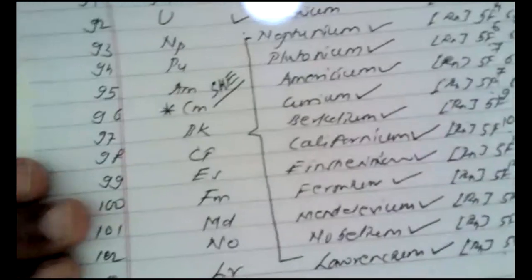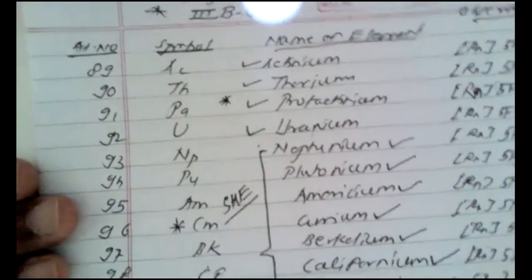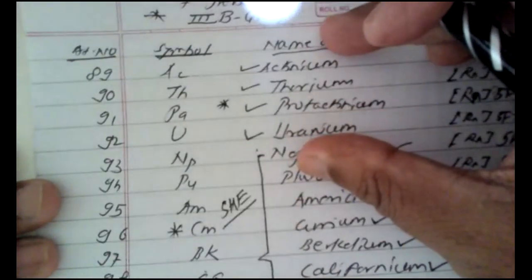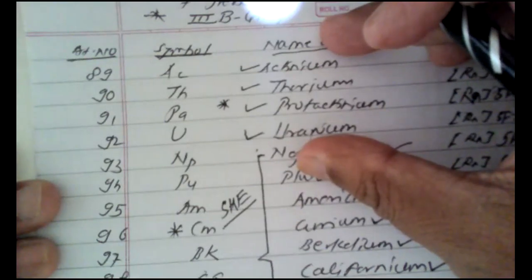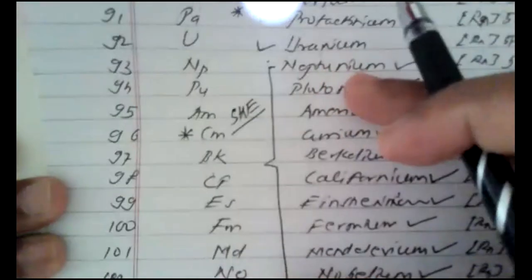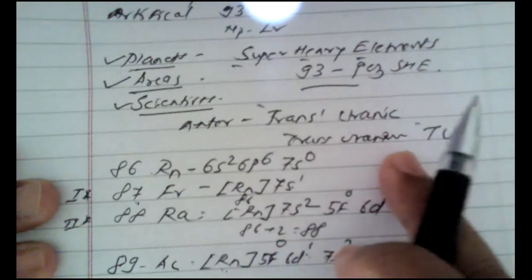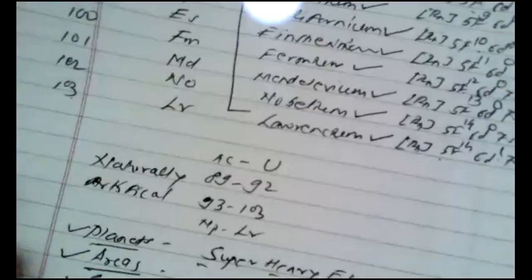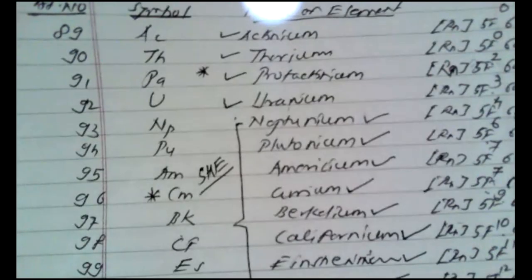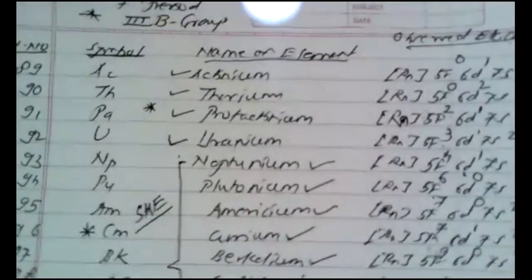So we have seen two different categories under actinide elements. One category is known as the natural elements, that is from atomic number 89 to 92, and the other elements, from neptunium, that is 93 to 103, are the man-made or SHE elements, which are known as the transuranic or transuranium elements or TU elements. So this is how we have completed the electronic configuration.